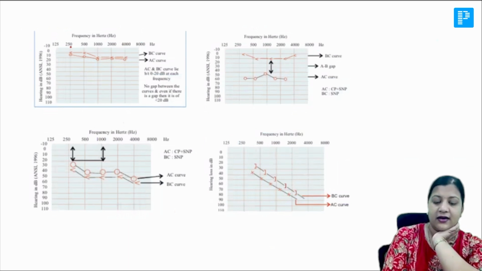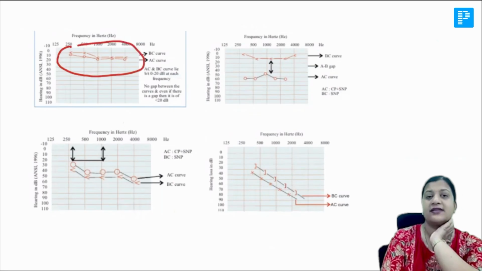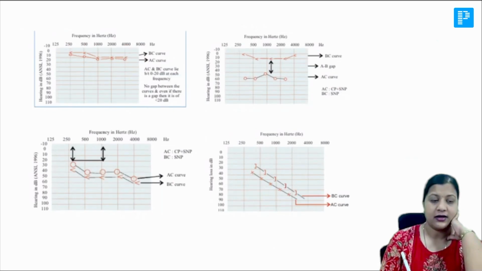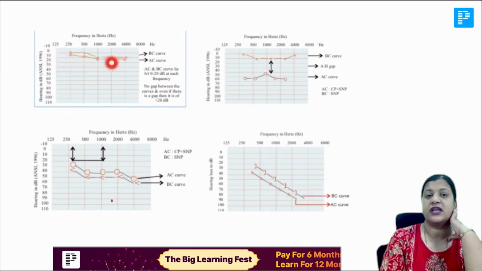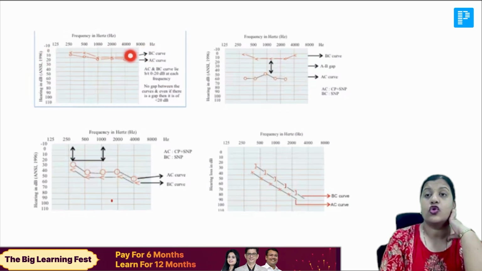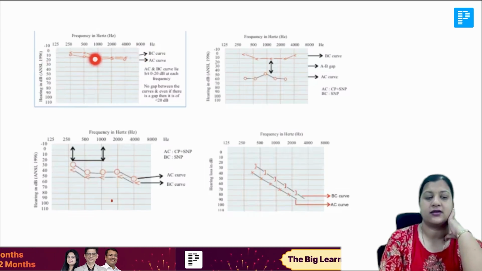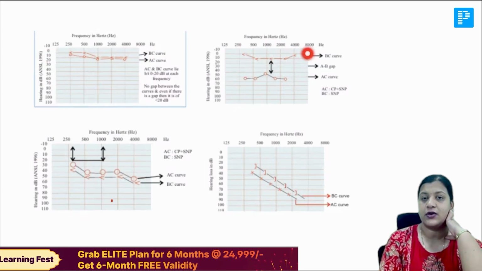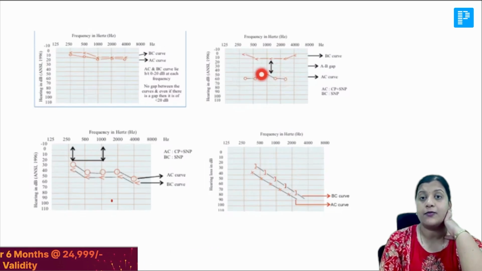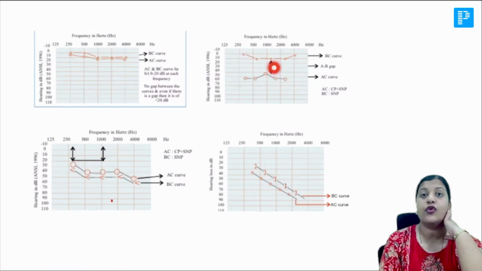Is this the right ear graph or the left ear graph? Look at this and tell me. You can see AC and BC here. The AC and BC curves are in the normal range of 0 to 20, and there is no air-bone gap. Now look at this. The BC curve is in the normal range of 0 to 20, AC is in the abnormal range and there is an air-bone gap. What does this tell you? If there is an air-bone gap, BC normal, AC abnormal, what does this tell you?